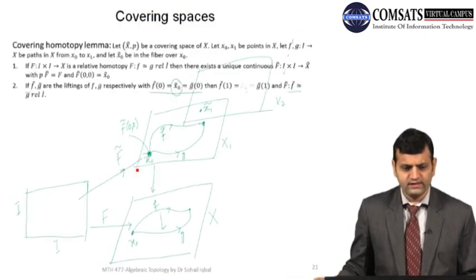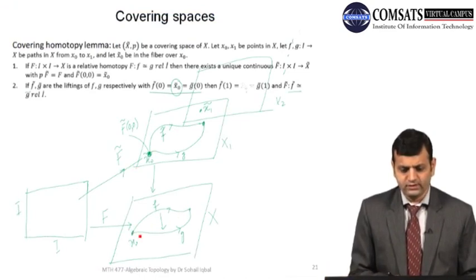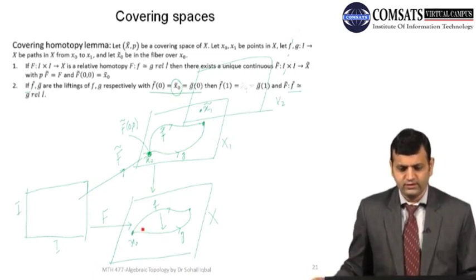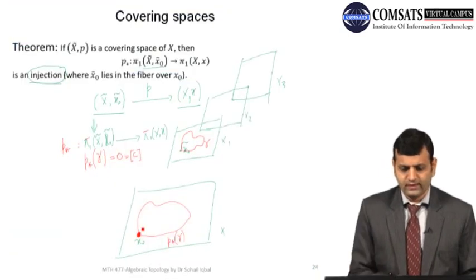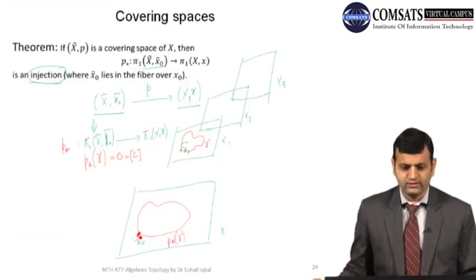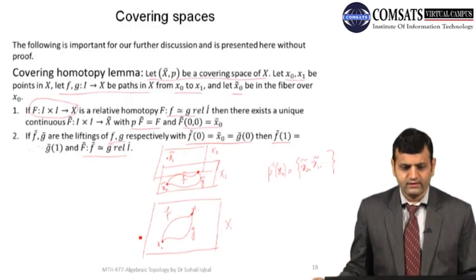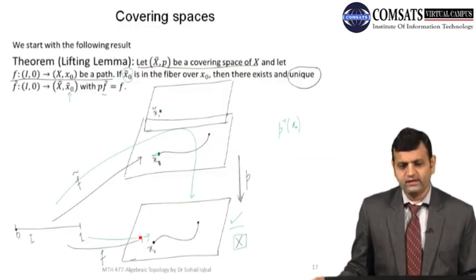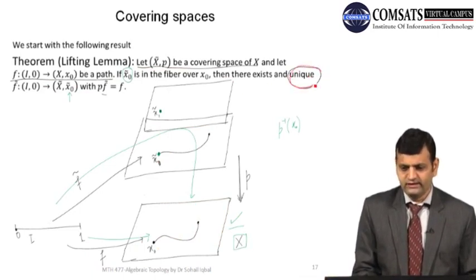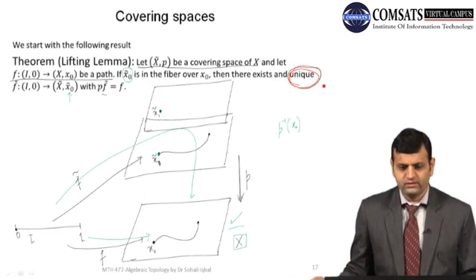The covering homotopy lemma says that if we have two homotopic maps, F and G, then there will be liftings F tilde and G tilde, which will be homotopic as well, and such that this relationship also holds. And let's go back again. This lifting lemma says that if we have a path inside this space, then there exists a unique path. Once again, let me highlight this word, unique.